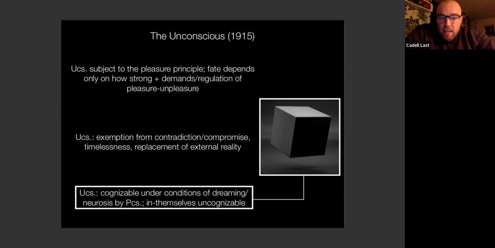The unconscious has, as this is connected to previous things I was saying about the unconscious, is both exempted from contradiction and compromise. And again, to repeat, the unconscious has no recognition of time or external reality. So it's a very strange dimension of the psyche in itself. You can think the psyche in itself is timeless. The psyche in itself has its own reality.